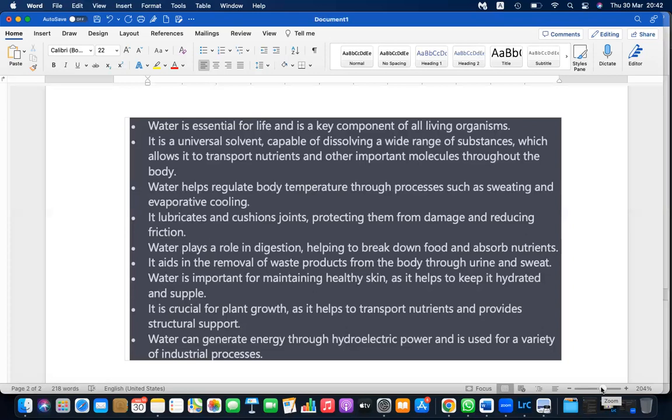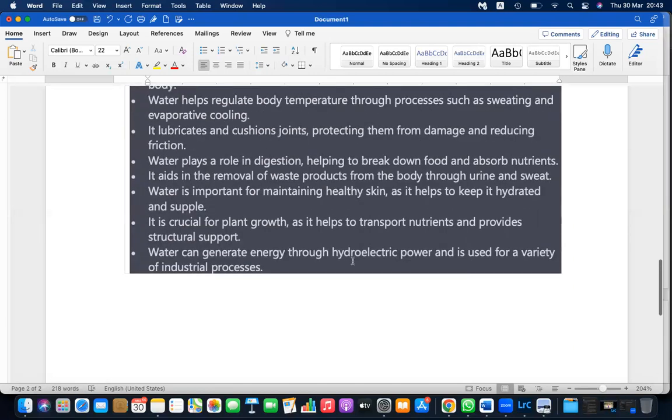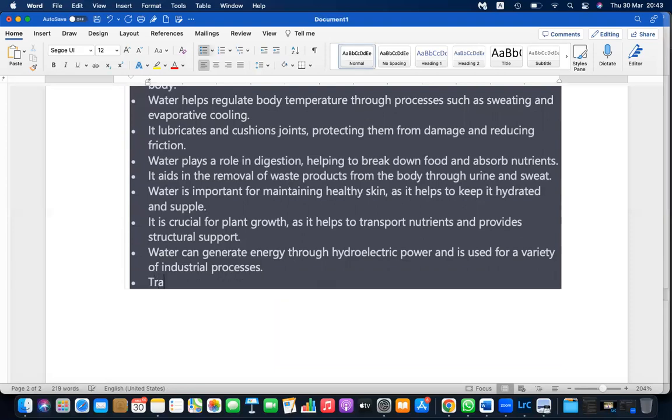And it helps in digestion as it is a solvent, and it also helps some chemical reactions and the breakdown of materials and absorbing nutrients, therefore digestion. And removal of waste as a solvent, again removal of waste from urine and also sweating. And healthy skin, to stay hydrated, again for the life of plants and the life of us we need it. It is used to generate energy too, and also for transportation. You know, ships and all, so that is another important point. Transportation.